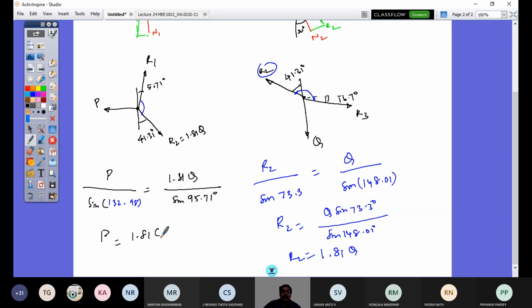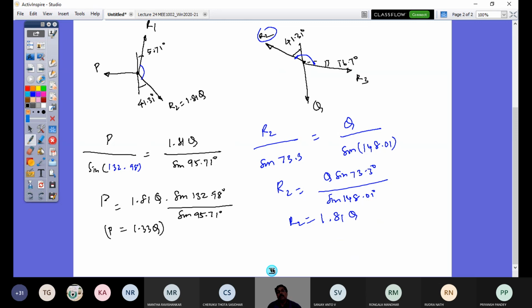So P equals 1.81 Q into sine 132.98 degrees, divided by sine 95.71 degrees. Solving this, it comes to 1.81 divided by sine 95.71, that is 1.33 Q. That is P. Right? So that completes the answer for this problem.